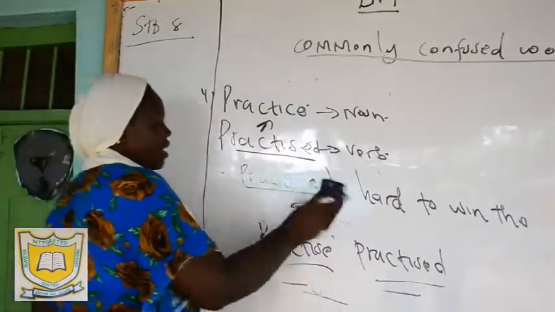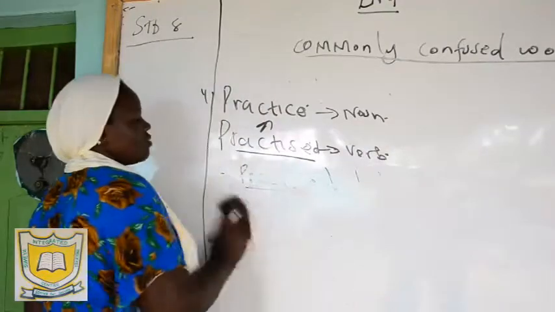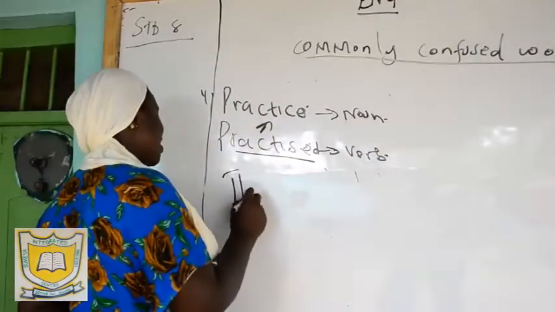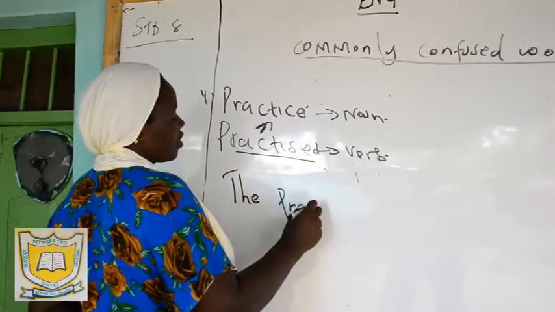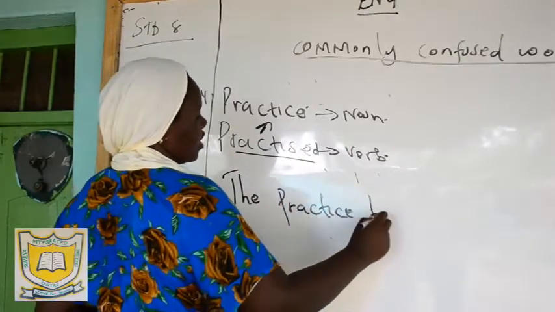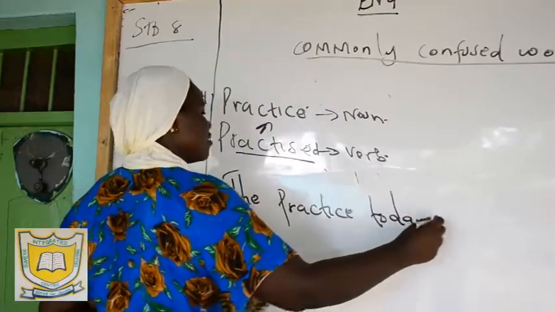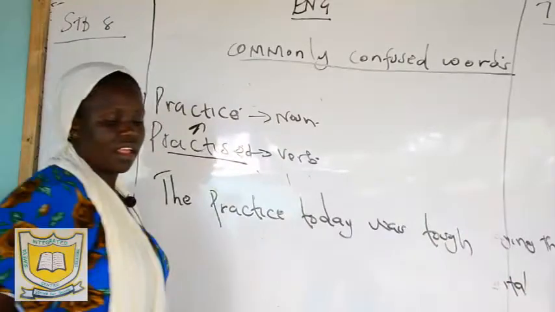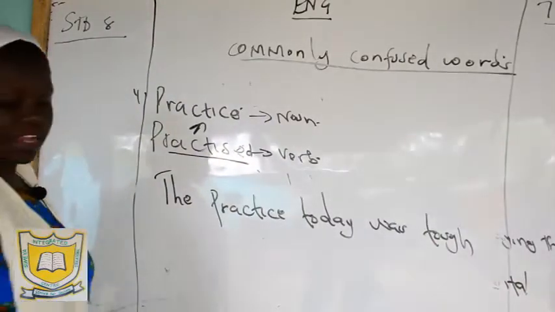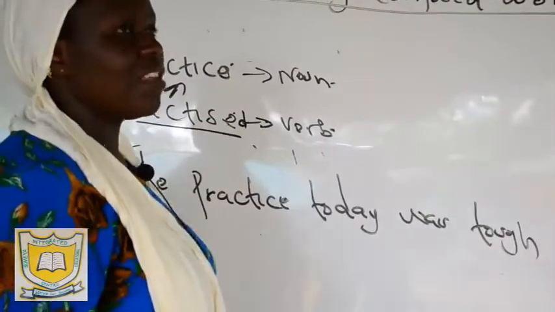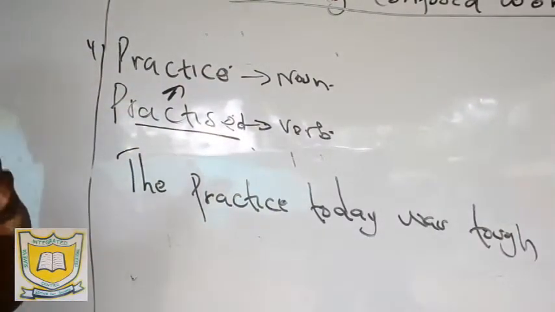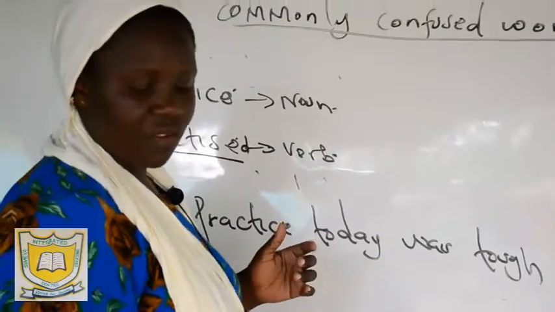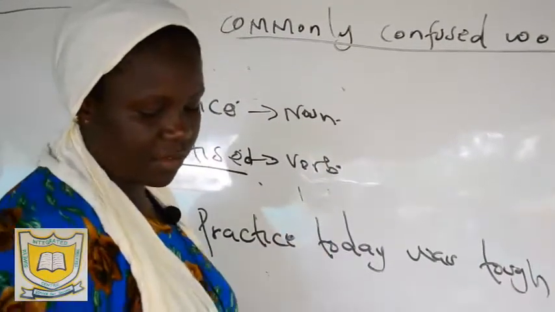How can we differentiate these words in a sentence? So you say the practice today was tough. The practice today was what? The practice today was tough. Which means whatever entailed what you did is what was hard, which is a noun.